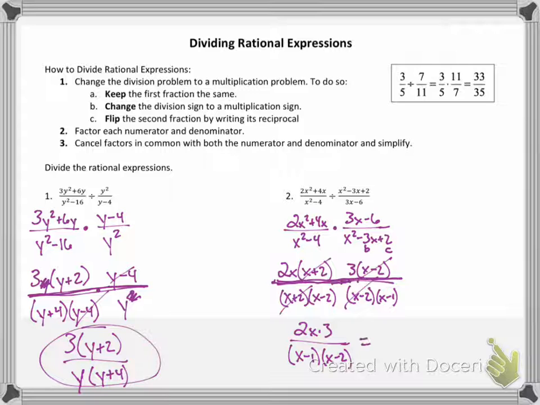I'm going to rewrite the top, since they're two normal looking terms. It looks kind of weird to leave it as 2x times 3, so I'm going to call it 6x. I'm still going to leave the bottom factored. I don't need you to distribute that together. But now I have my final answer: 6x over x minus 1 times x minus 2.